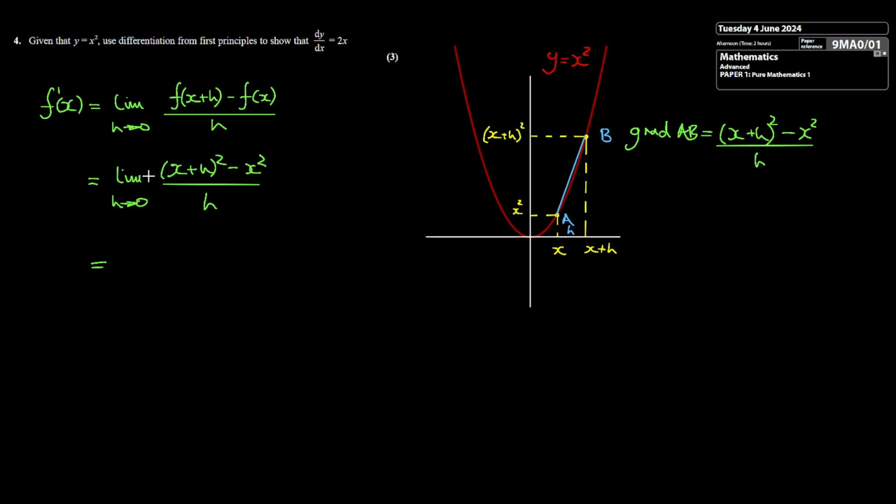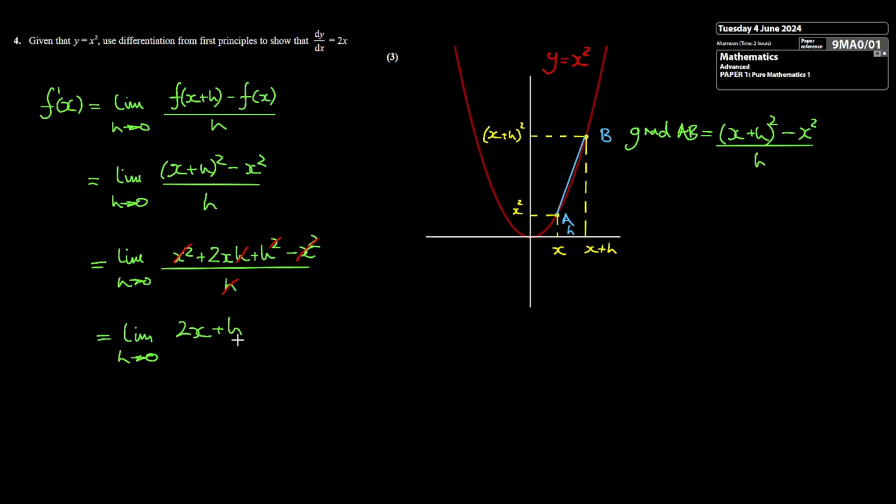So we need to expand the top line. Here's the expansion of the first bracket, negative x squared tacked on the end, and the x squareds cancel. And that's one of the reasons why when we differentiate, the power keeps dropping down by 1. And also we can cancel an h. And what we're left with is the limit as h goes to 0 of simply 2x plus h.